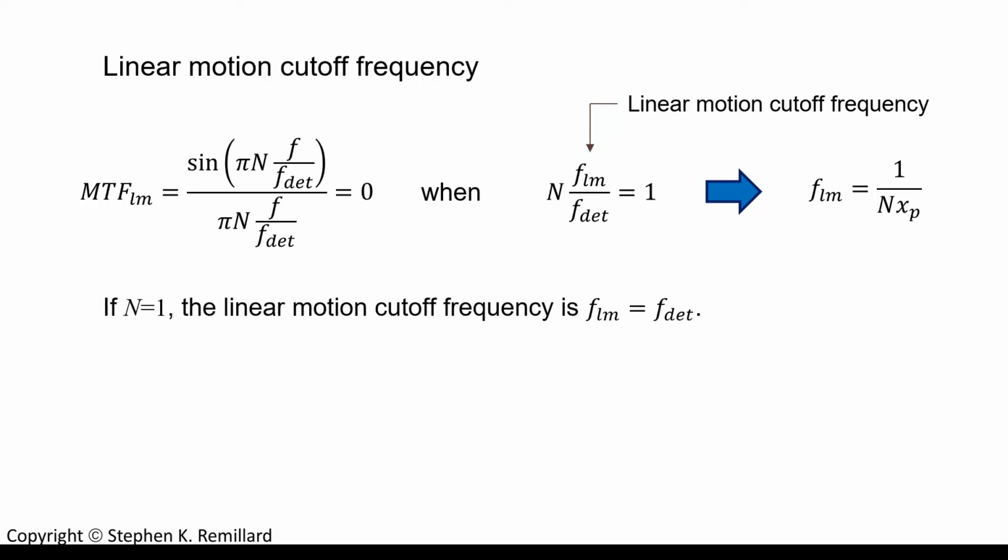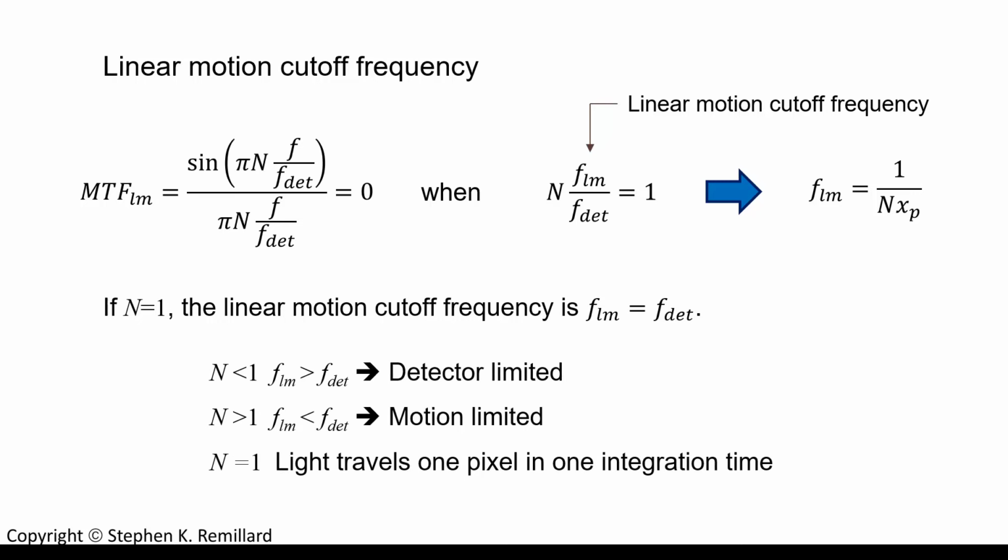So if the linear motion cutoff frequency is the detector cutoff frequency, n will be 1. If n is less than 1, then the linear motion cutoff frequency is larger than the detector cutoff frequency and it's detector limited, assuming it's not optically limited. And if n is greater than 1, the opposite is the case, and it's motion limited.